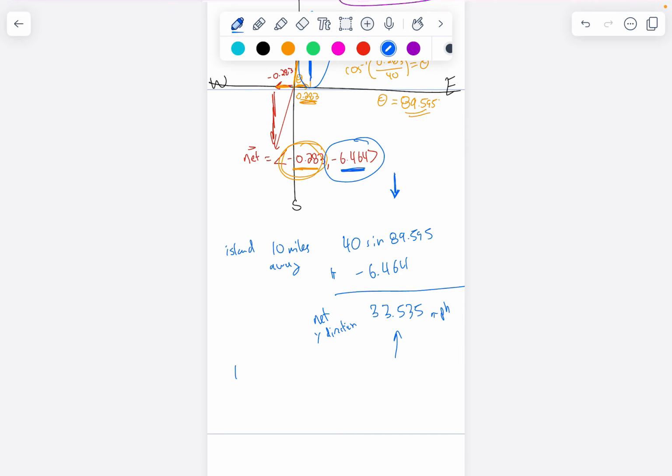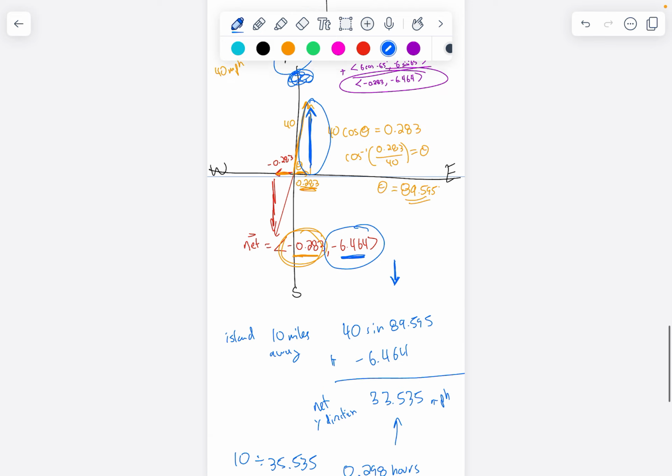The island's 10 miles away, so we can take 10, divide it by that, and we would get 0.298 hours. And whatever, we can do math more or not.